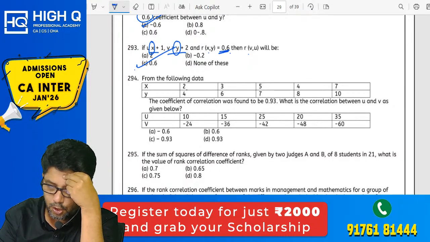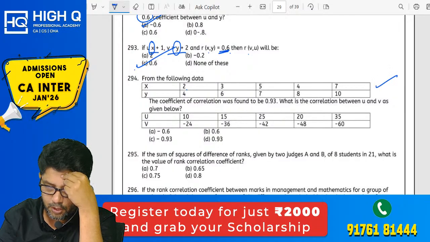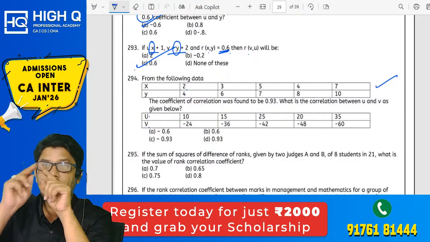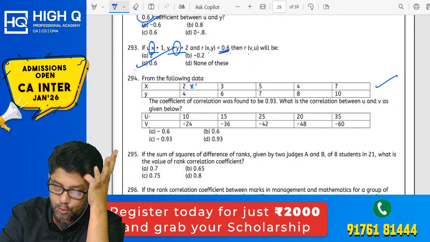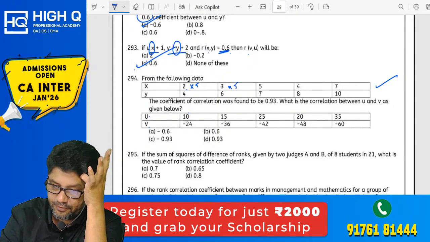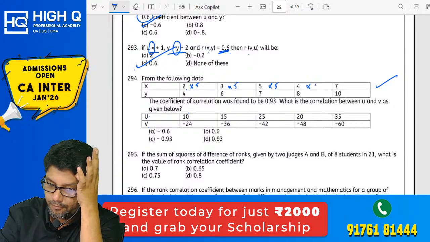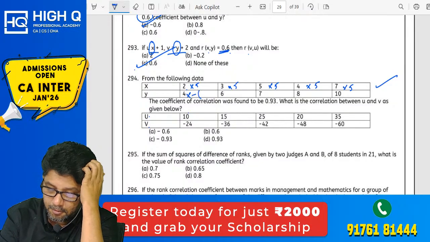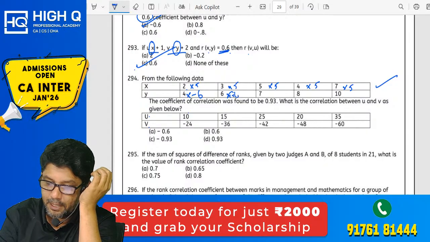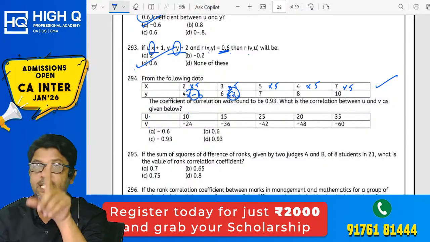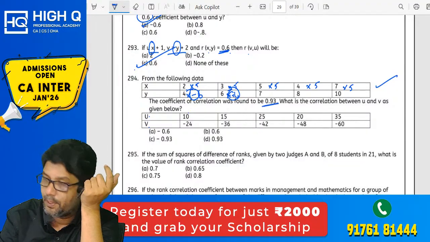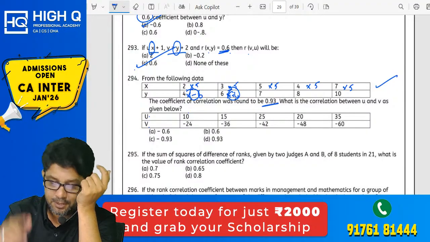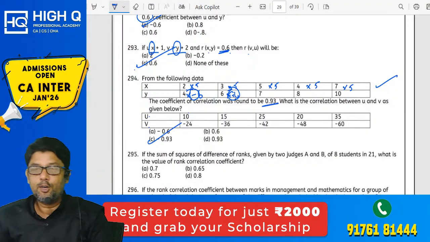Now, 2, 3, 5, 7, some data is given. UV is 10, 15. Sir, should I use the table? Don't use the table. Very simple. See, 2 into 5, 10. 3 into 5, 15. 5 into 5, 25. 4 into 5, 20. 7 into 5, 35. Second one, minus 6. That means we are multiplying by minus 6. Am I right, my dear? It is affected by the sign of the change of scale. So, given correlation is 0.93. Since a negative sign comes, therefore, minus 0.93.